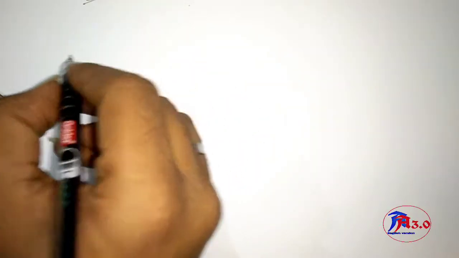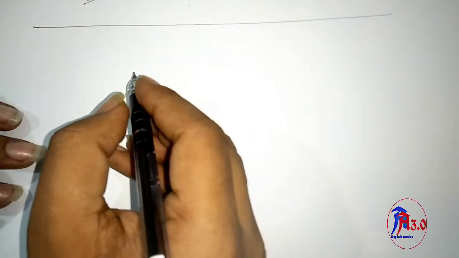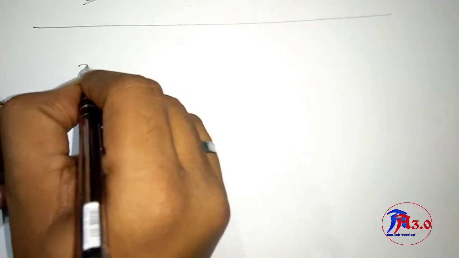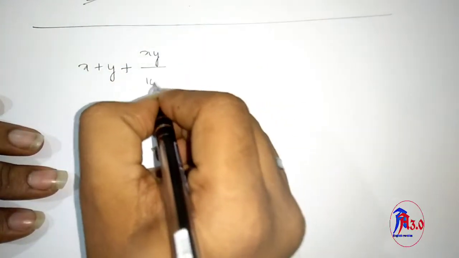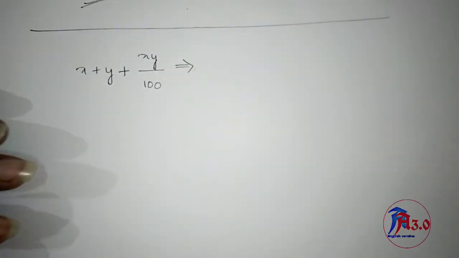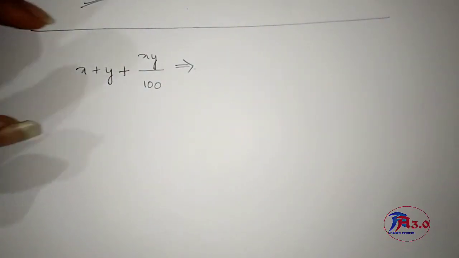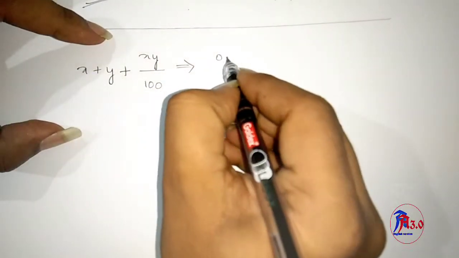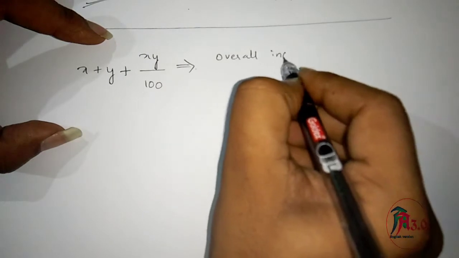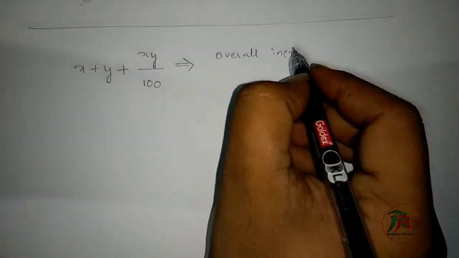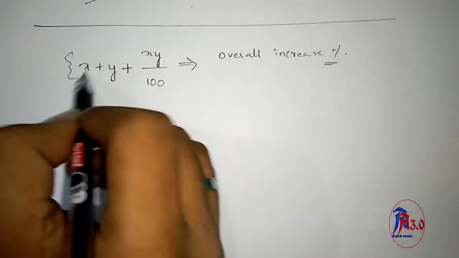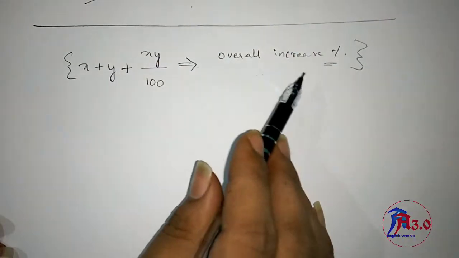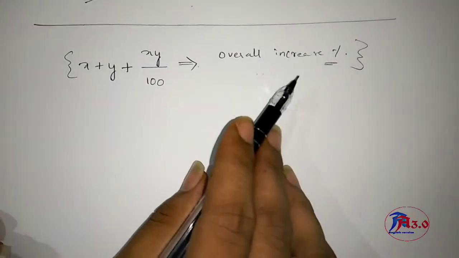What he is saying, I have told you yesterday. First of all, we will try to take a formula for these successive type questions. The formula here is basically x plus y plus x into y upon 100. Why do we use this formula? This is a basic concept of successive. So we use this formula to get the overall increase or decrease in percentages. This formula is used only for calculating overall increase or decrease in percentage values.